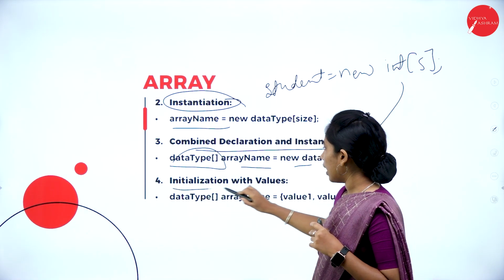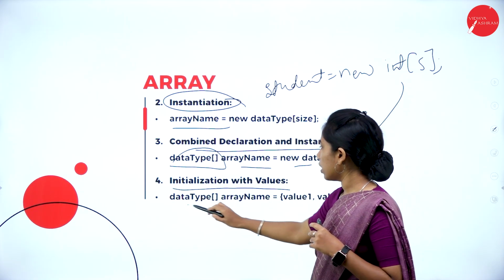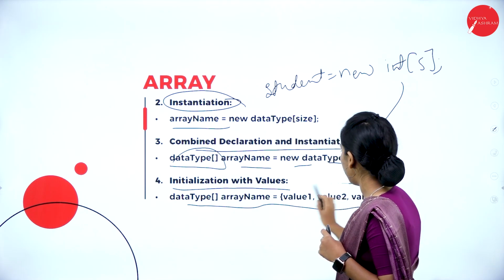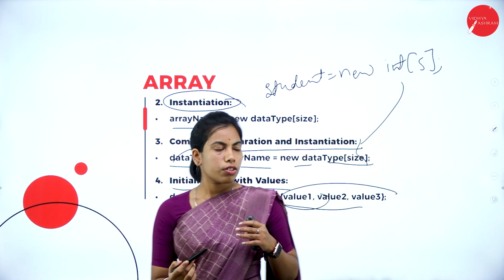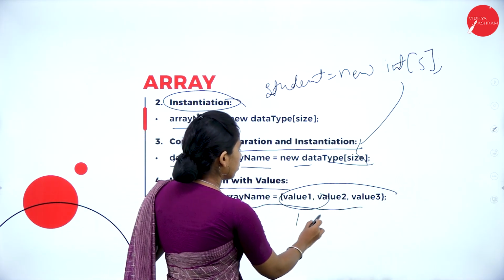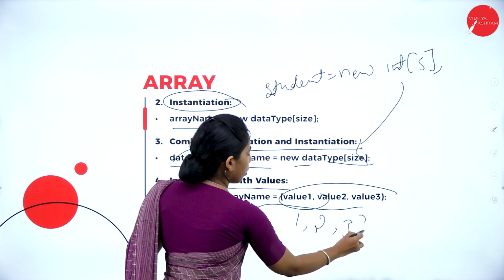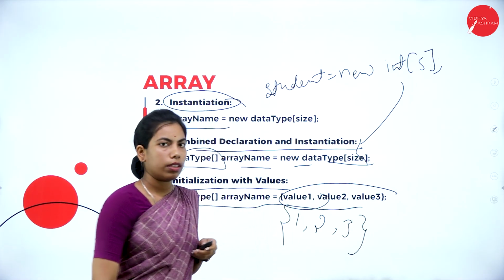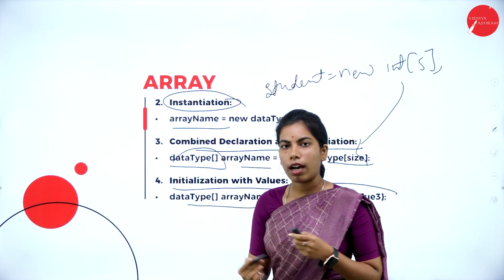And how to initialize with values. Here you can see data type, array name, and values, value 1, value 2. For the values you can give like 1, 2, 3, enclosed in curly braces. This is how you have to do it.